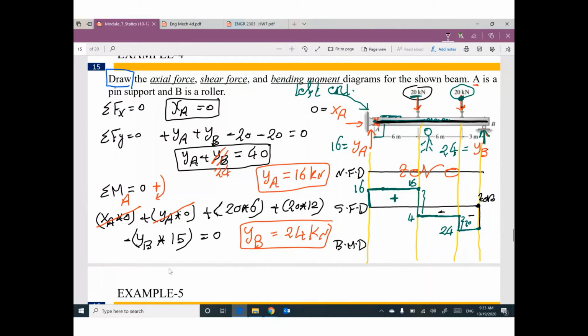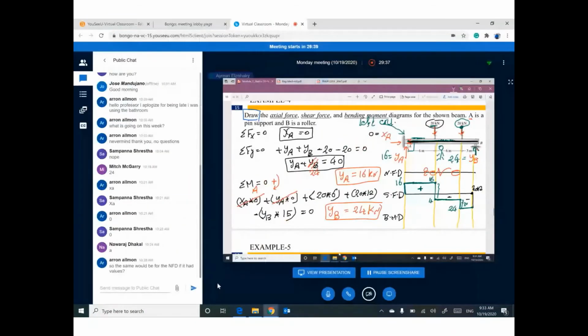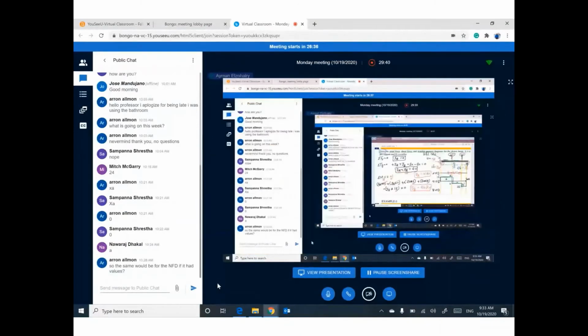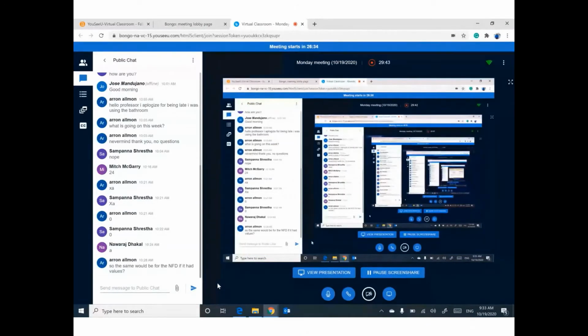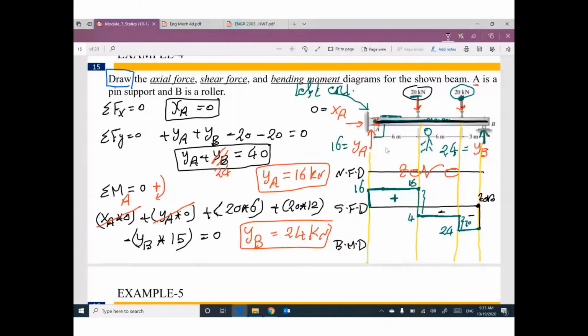So guys, what do you think? Normal force diagram follows the value of XA. If you have a value, you have a diagram. If you don't have a value, your diagram is 0. There is no relationship between shear and normal. We are talking about a different story.